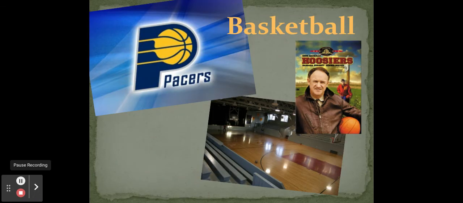Indiana is also known for basketball. I'm sure you've heard of the Indiana Pacers, but also, it's pretty close to where we live, it's a place called Knightstown. There was a movie filmed in Knightstown. It's called Hoosiers. People that are from Indiana are known as Hoosiers. And this was a pretty famous movie. It was about a team that won a big game against another pretty difficult team.